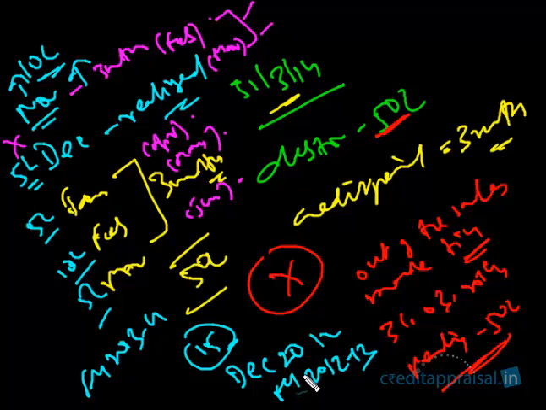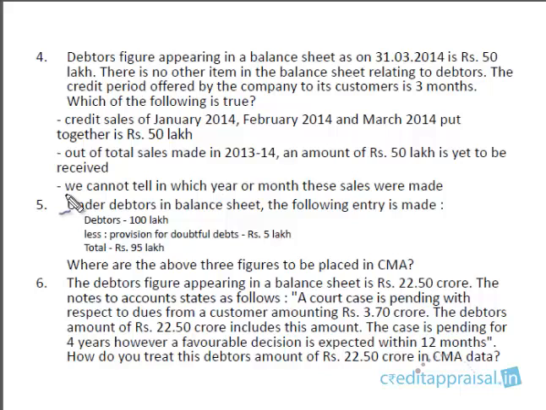So it is entirely possible that the 50 lakhs you are speaking of pertains to sales made in the last month or last 6 months or last 1 year, 2 years, we don't know. These are the sales pending payment to be received from the customers out of the sales made till 31/3/2014, irrespective of the period. So this is not the pending payment for the last 3 months. This will go to a very long period back, right? So we don't know what this is. So the correct option here is the third option. We cannot tell in which year or month these sales were made.